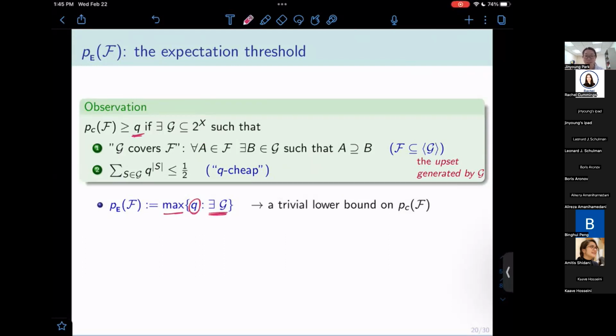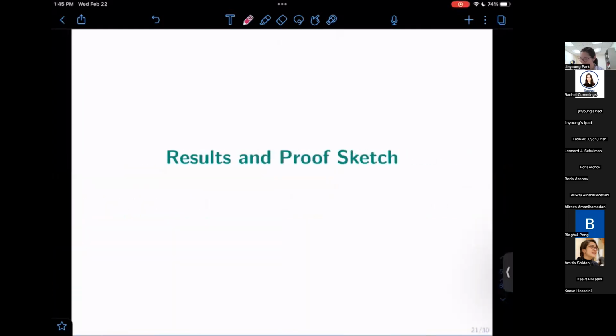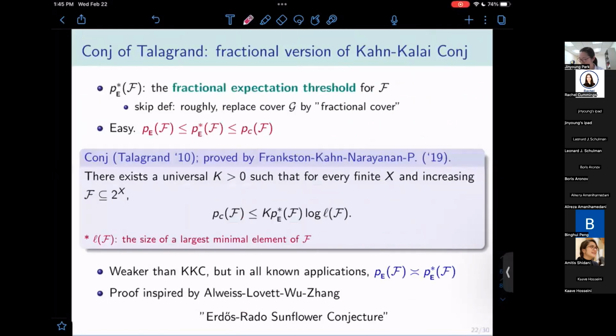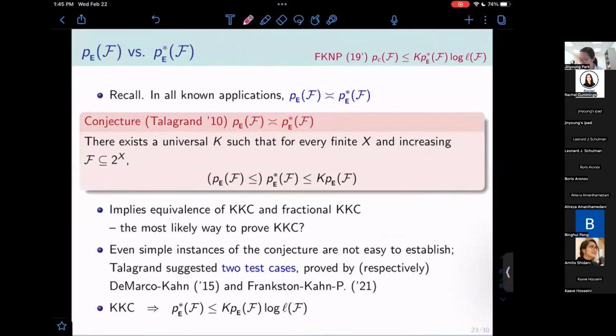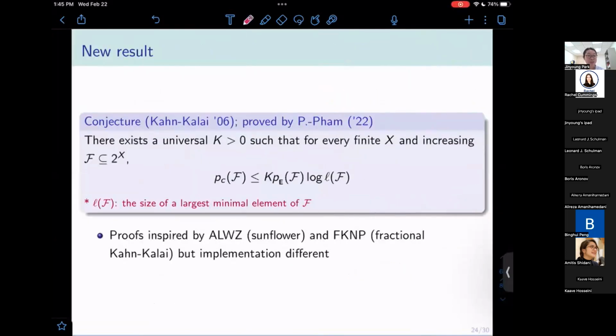So this is the definition for the expectation threshold, and then finally our result is, let me skip all of the history, the most recent result in this direction. So we proved the Kahn-Kalai conjecture with the size of X replaced by L of F, where L of F is the size of a largest minimal element of F. This means if we have our increasing property F that looks like this, then we consider all of the minimal elements, and then we take the maximum size. This is L of F.